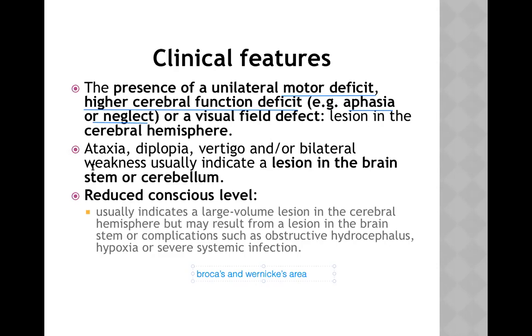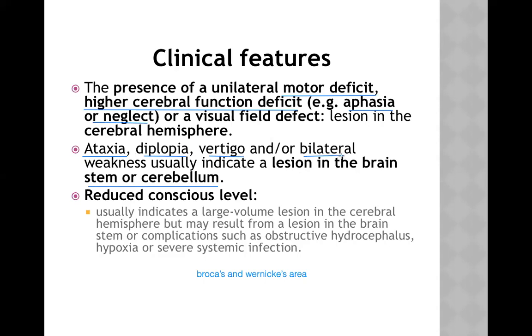Similarly, some other clinical features also occur, like ataxia, diplopia, vertigo, or bilateral weakness, which usually indicate a lesion in the brainstem or cerebellum. Because these are the centers which control this movement. So if these centers are affected, then this abnormality will appear in the patient, like ataxia, diplopia, vertigo, or even bilateral weakness.